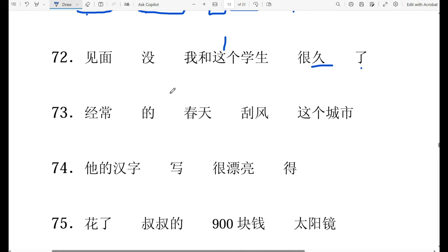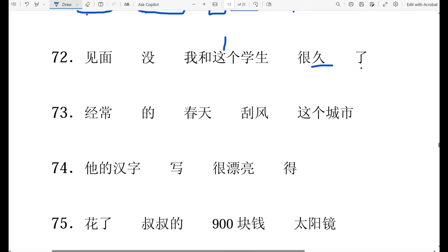Then let's look for a verb. The only verb we have is 见面, so that is our verb. And linked to the verb, I have to add the negative component, so 没. So 没 will go together with 见面. So let's see where to put 很久 in this kind of situation. Is it 没见面很久 or 很久没见面? Those are our 2 options.